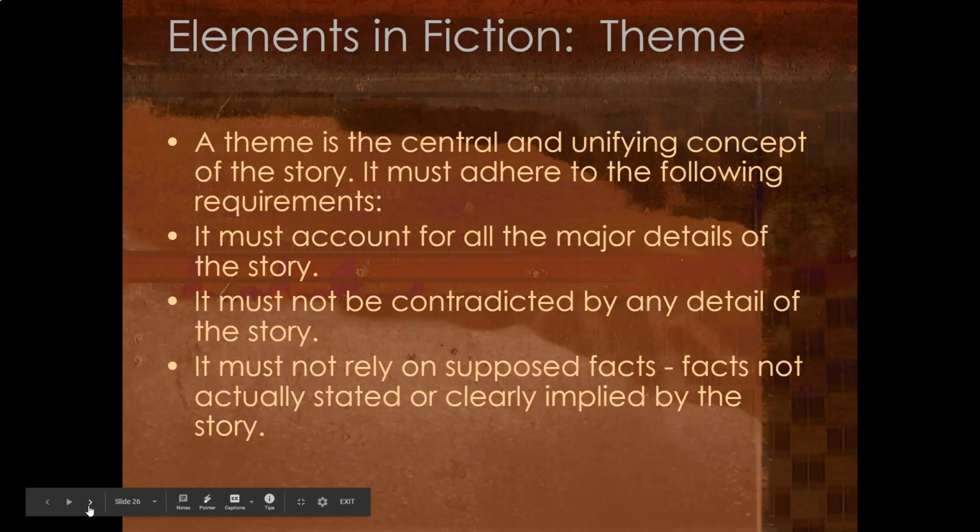As I mentioned, the theme is the central and unifying concept of the story, so it must adhere to the following requirements. It must account for all the major details of the story. It must not contradict any detail in the story, and it must not rely on supposed facts, which are facts that are not actually stated or clearly implied in the story. So we cannot just make up our own assumptions. Everything has to be supported directly from the story.